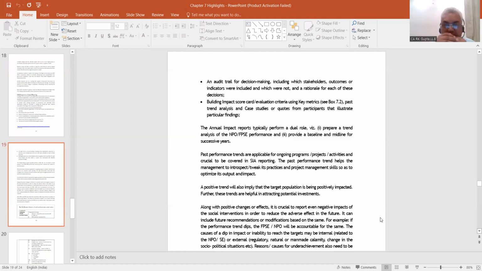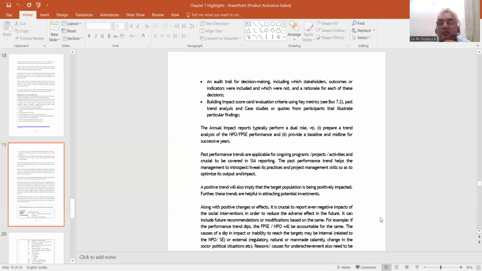An audit trail for decision making, including which stakeholders, outcomes, or indicators were included and which were not, and a rationale for each of the decisions. Then building an impact scorecard or evaluation criteria using key matrices. Past trend analysis and case studies or quotes from participants that illustrate particular findings. So these are all the parts of the social impact report.